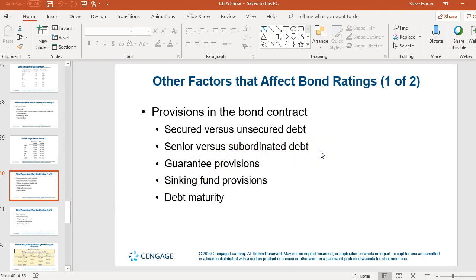Senior versus subordinated. Companies may issue what they call a senior note, and a senior note has a priority when it comes to liquidation. If the company were to go bankrupt, a senior note has priority to receive money versus subordinated debt, which does not. Guarantee provisions: there's some guarantee to pay the money back, contractually obligated to be there. A sinking fund is contractually obligated to be there. Or debt maturity. Debt with 1 year maturity is less risk than debt with 30-year maturity. Think of it like that.